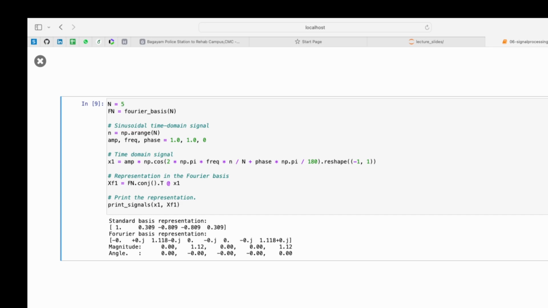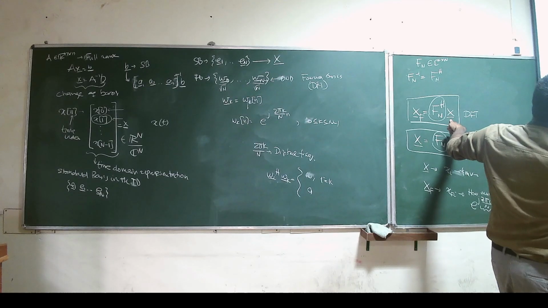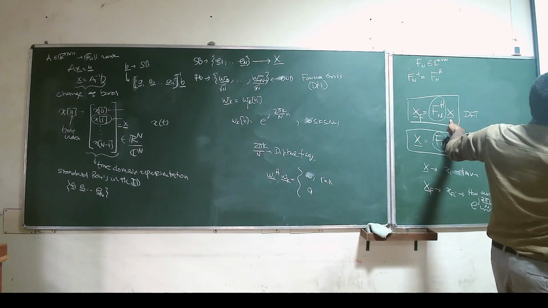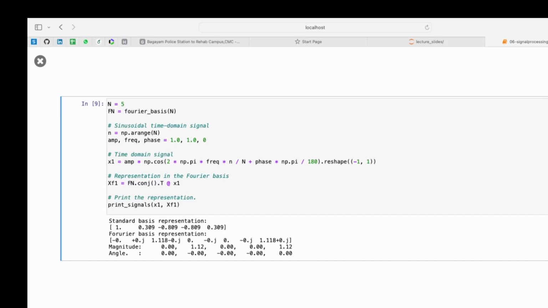If I want to find the Fourier representation of my x1 signal, then all I have to do is take Fn Hermitian. In NumPy there is no Hermitian operation, so I take the complex conjugate and then the transpose. The at sign here simply means matrix multiplication, because star stands for scalar multiplication. The at sign is for matrix multiplication. So I do Fn Hermitian x1, and that gives me my Fourier representation.